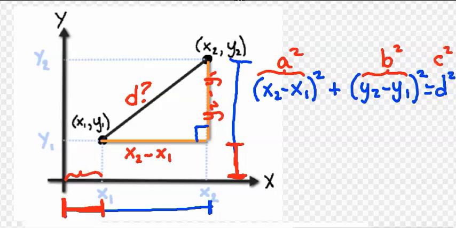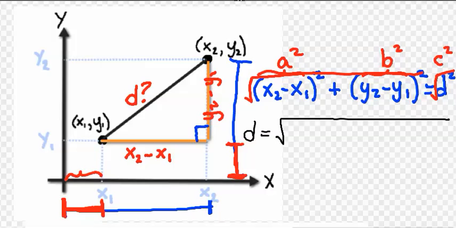Okay. So now if we want to solve for d, to get rid of that square, we just need to do a square root. And we have to do both sides. So our final formula then is going to be distance equals the square root of x2 minus x1 squared plus y2 minus y1 squared, and this is right here where the square root ends. So you have to be very careful to do everything inside the square root and then be done.